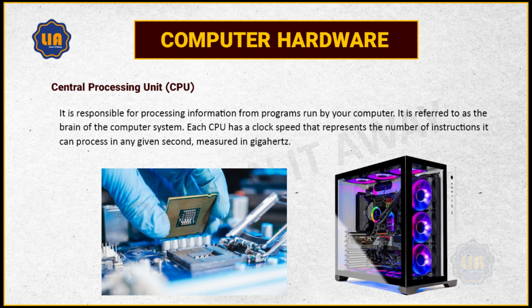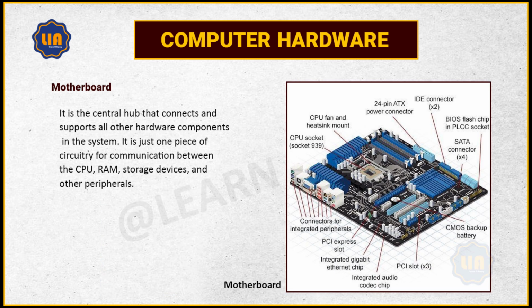Central processing unit, CPU. It is responsible for processing information from programs run by your computer. It is referred to as the brain of the computer system. Each CPU has a clock speed that represents the number of instructions it can process in any given second, measured in gigahertz.